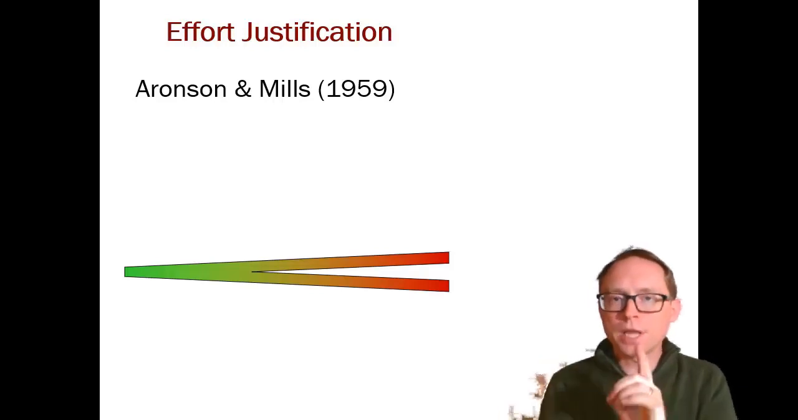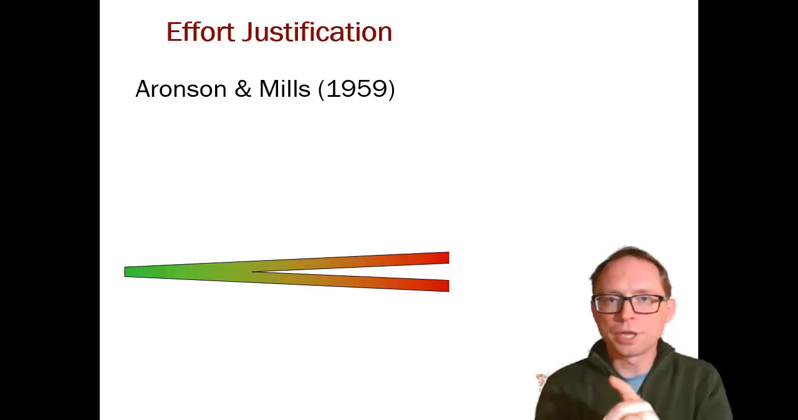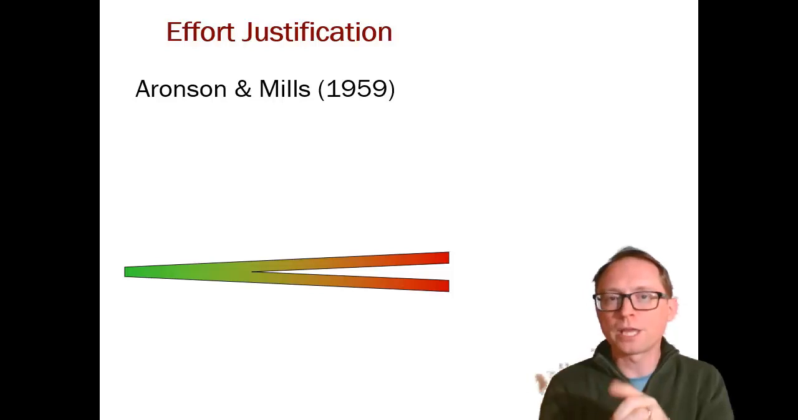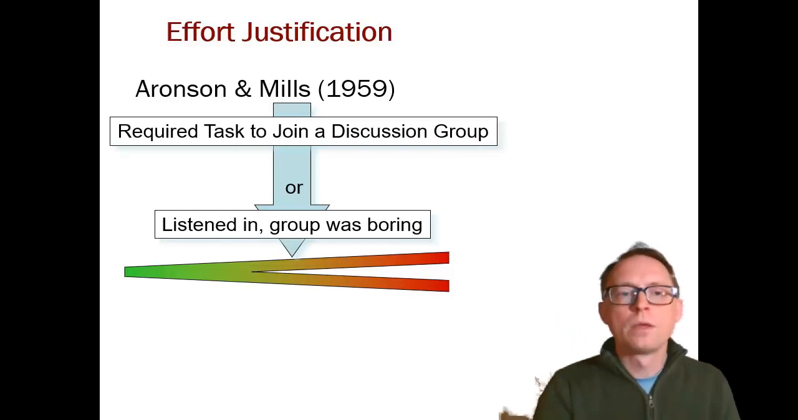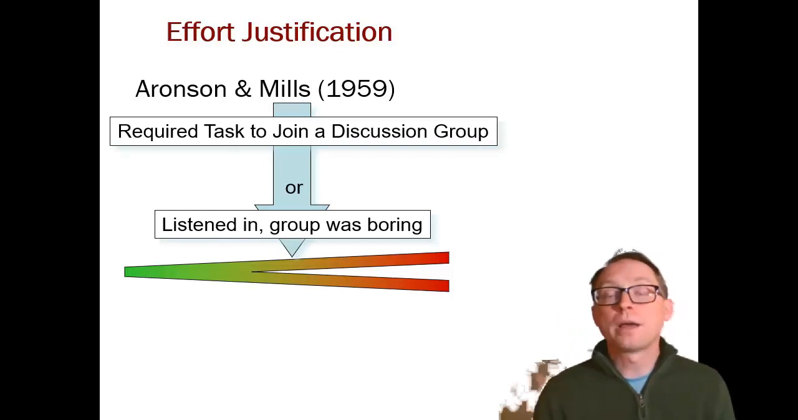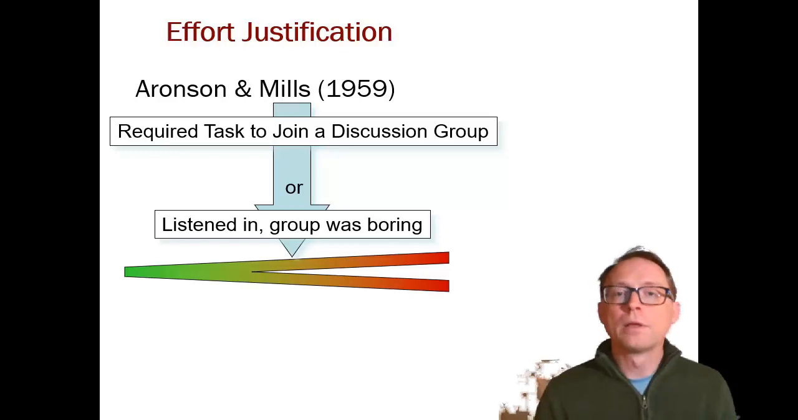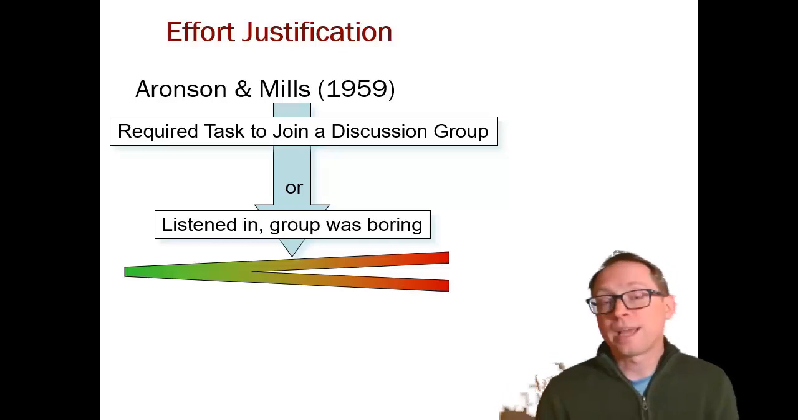Now remember, this is 1959 at Stanford University. I'm not sure that all of this would happen quite the same way if we did a direct replication of Aronson and Mills. So just keep that in mind. Aronson and Mills took out an ad in the school newspaper, and they said, hey, we need people, specifically we need women, to join this discussion group about sex. Now remember, these are college-age women at Stanford in 1959. So keep that in mind. So we want you to come and talk about sex.